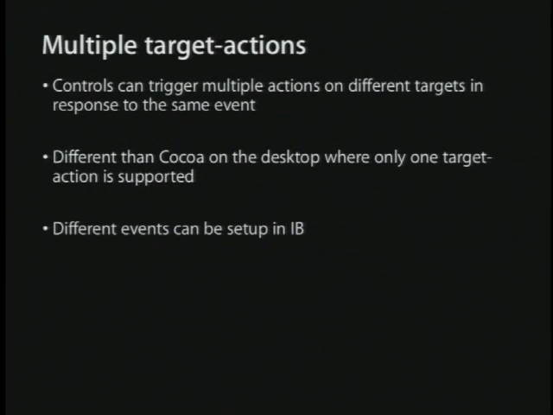Another thing, for those of you that have done any Mac programming in the past: you can only set up one target action per control. On UIKit, you can actually set up several. You can have several different methods get called when the value changes for a control. Similarly, there are several different types of events that you can have actions on. So it's a lot more flexible in UIKit than it ever was before. And these things can be set up in code, or they can be set up in Interface Builder.